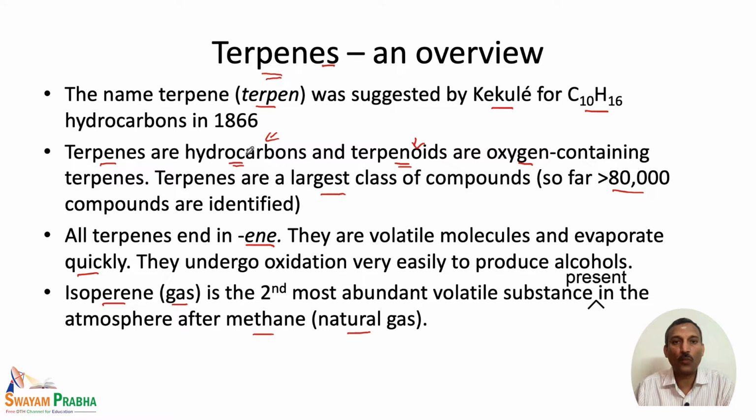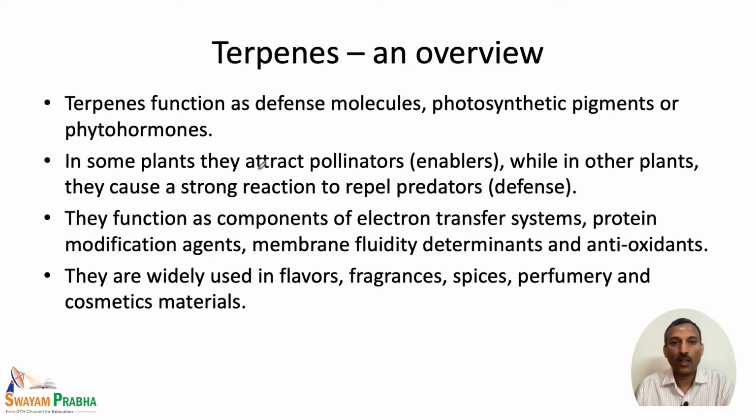So isoprene is basically the terpene molecule. The monomer unit of all terpenes starts from isoprene. And these terpenes are different types of compounds, and they function as defense molecules in certain plants. They are also involved in photosynthetic pigments or as phytohormones. Like that, they function in different ways in different types of plants.